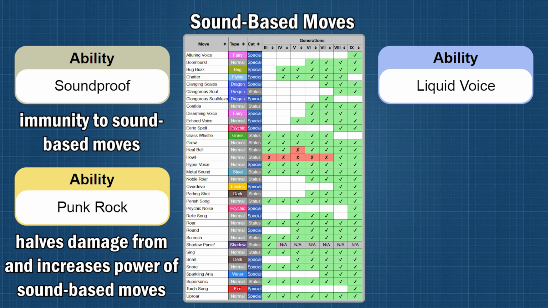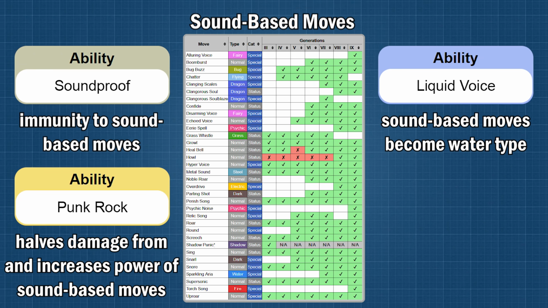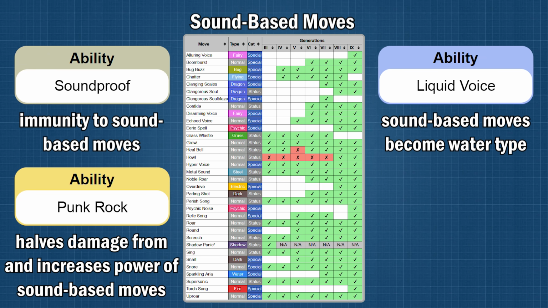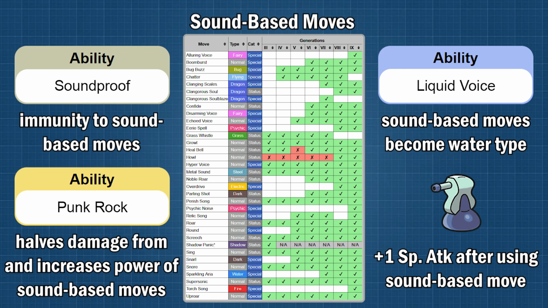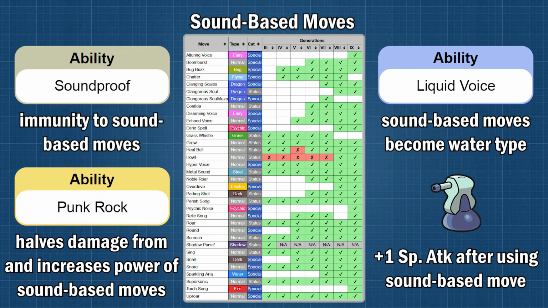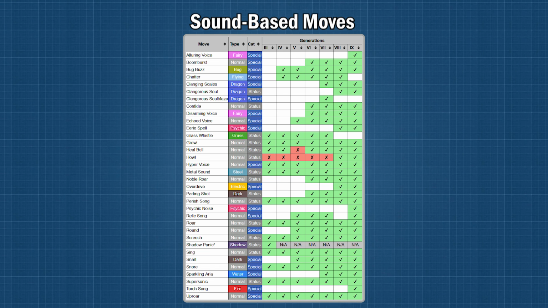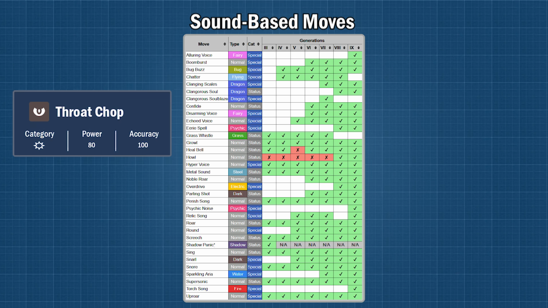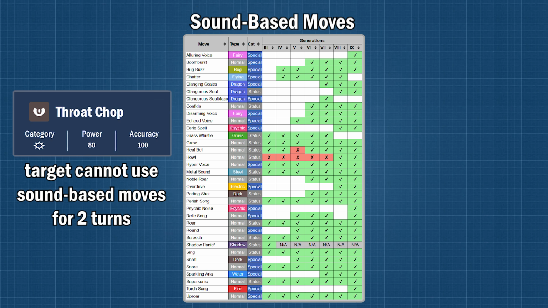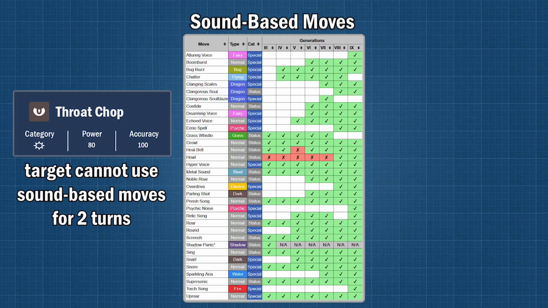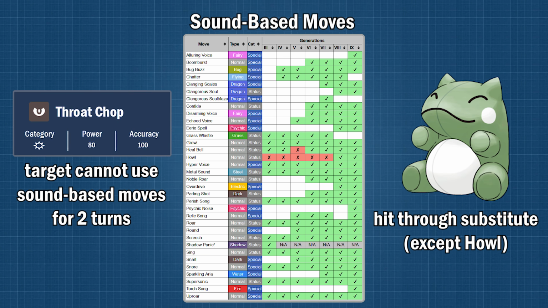And Pokemon with the ability Liquid Voice have all of their sound-based moves turned into water-type moves, regardless of their original type. Sound-based moves also interact with the held item Throat Spray, in that after a Pokemon uses a sound-based move, Throat Spray will activate and increase the holder's special attack by 1 stage. Pokemon hit with the move Throat Chop will not be able to use any sound-based moves for 2 turns, as their throat is too damaged to make any noise. Additionally, all sound-based moves hit through Substitute with the exception of the move Howl.